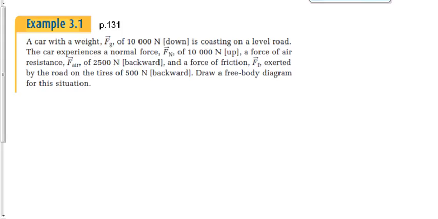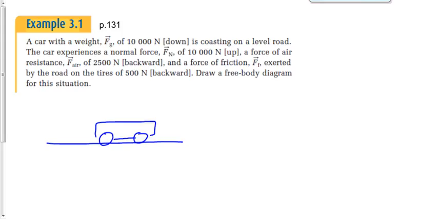Now that's not always the case. I told you I'd teach you later on when the normal force is not equal to gravity. Right now we don't need to worry about that. There's also a force of air resistance of 2,500 newtons backwards and a force of friction exerted by the road on the tires of 500 newtons backwards. Draw this free body diagram. So here's the car. It's a rather ugly car. It's rather boxy.